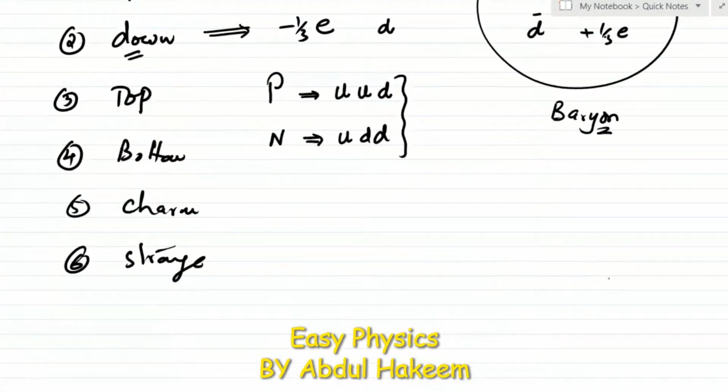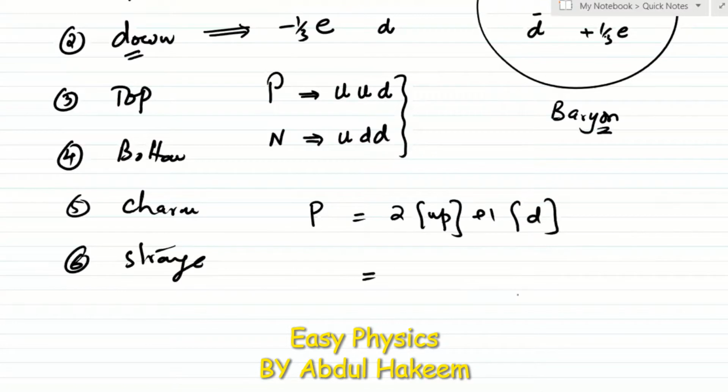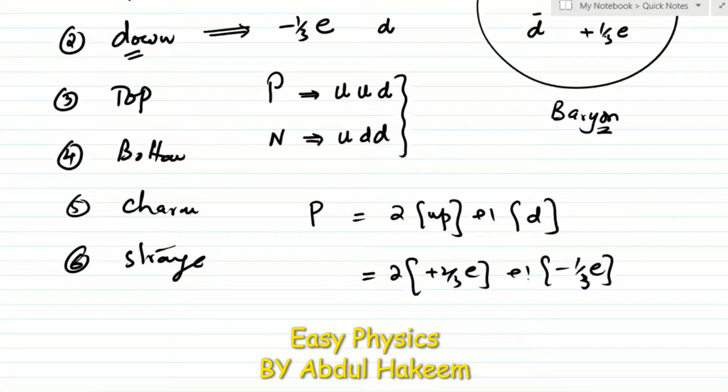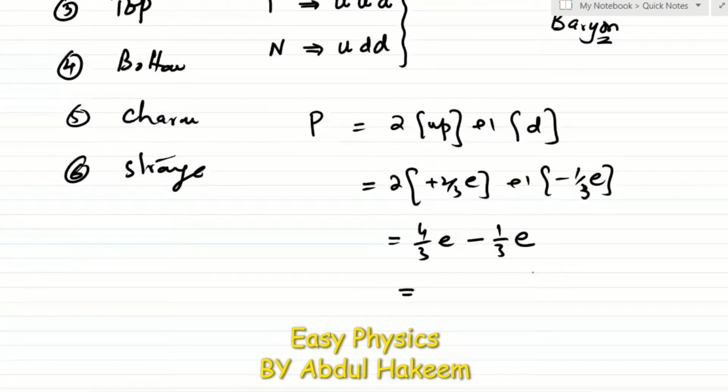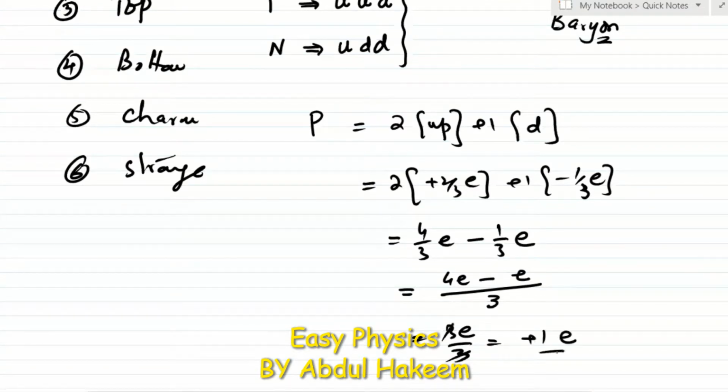Look, the proton has a combination of 2 up, 1 down. It means 2 times plus 2 by 3 elementary plus 1 times minus 1 by 3 elementary. It becomes 4 by 3 elementary minus 1 by 3 elementary. With 3 as LCM, 4e minus, sorry, 1e, so it becomes 3e by 3, cancelled. That's why the proton has plus 1 elementary charge due to this combination.